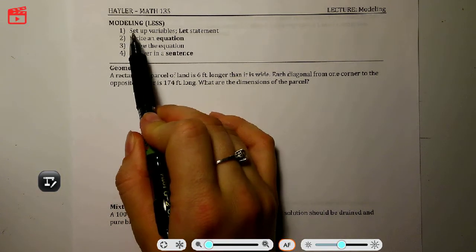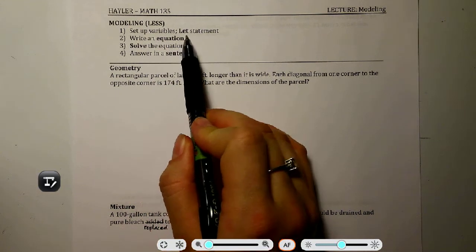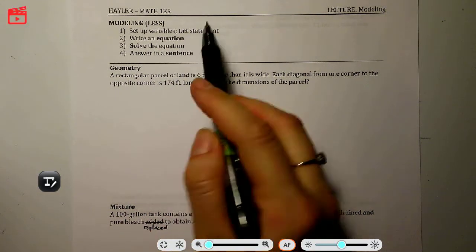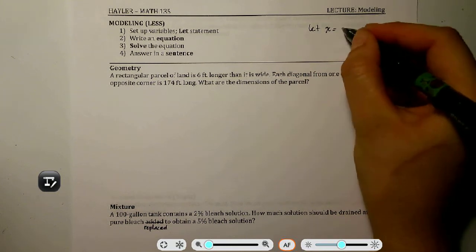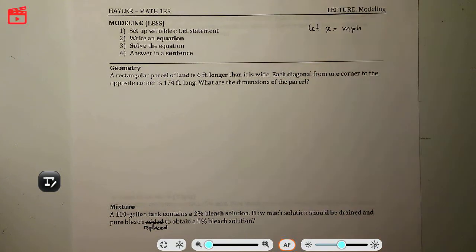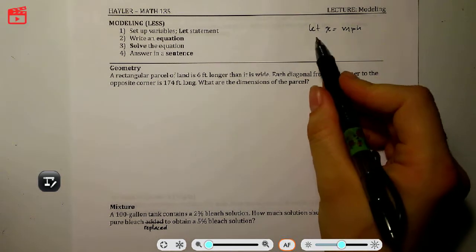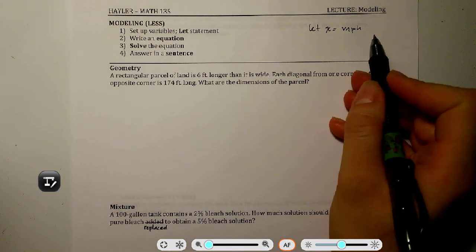So the first step would be to set up your variable. So it's called a let statement. For example, you might say, let x be the miles per hour, or something like that. So to inform your reader, me, on what your variable stands for.